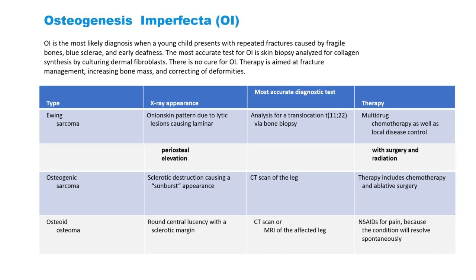And the last one is osteoma. We have on X-ray a round central lucency with sclerotic margin. Then the most accurate test is CT scan or MRI of the affected leg. And the treatment is NSAIDs for pain. And the condition will resolve spontaneously after a while. Let's go to the next slide.